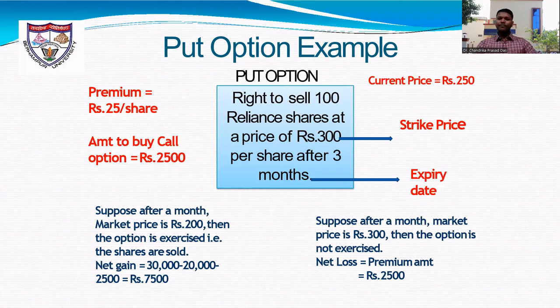But if the market price is 300 and you have not exercised the contract, then your net loss will be the premium amount, that is 2,500.